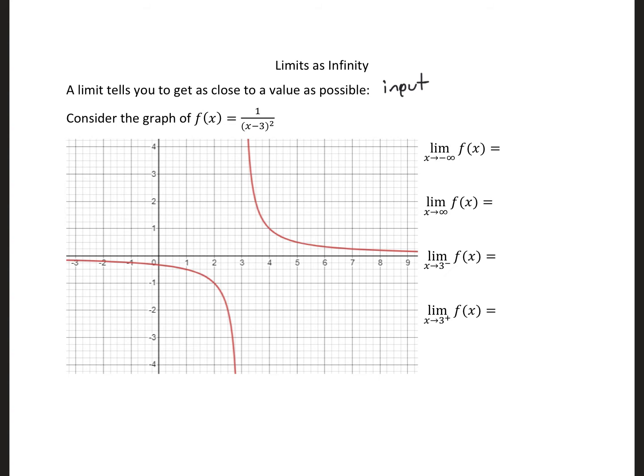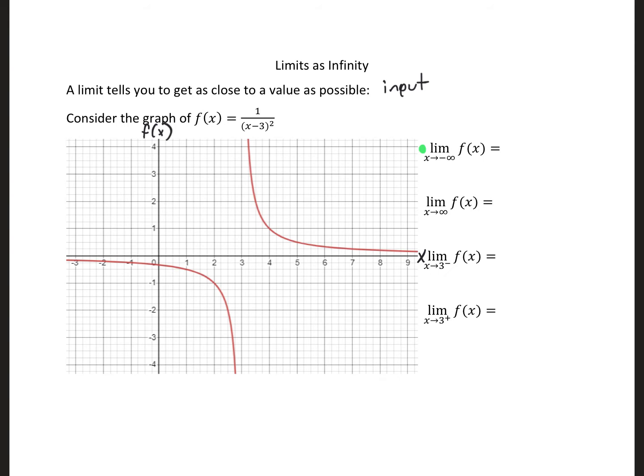So remember, if we're considering a graph, typically our horizontal axis is the x-axis. Those are our inputs. The vertical axis, we're going to call f of x or our y-axis. That's our outputs. So what we're trying to do here, for instance, let's look at this first one.